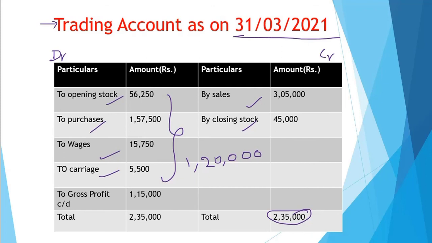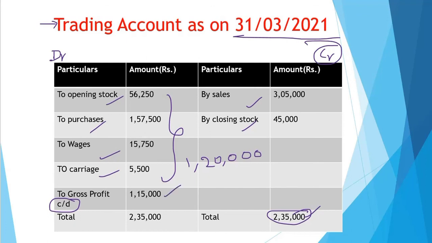Now let us see, here it is 2,35,000 and here it is 1,20,000. How will it tally, guys? For that purpose, if the credit side is more, it will be gross profit, and if the debit side is more, it will be gross loss. Now the credit side is more, guys, so it is a gross profit. Here we need to write it down as carry down. Carry down is more important, and it is a gross profit. So how much is the gross profit, guys? 2,35,000 minus 1,20,000, that is 1,15,000. It is a gross profit.